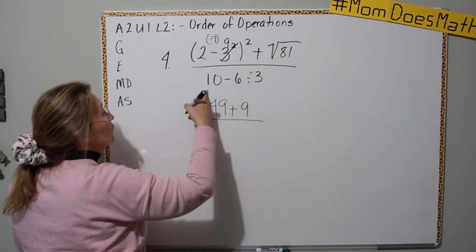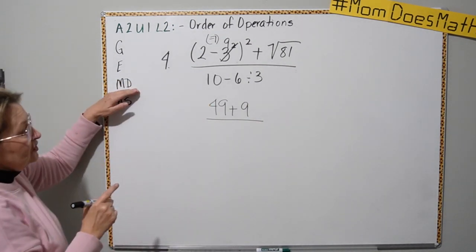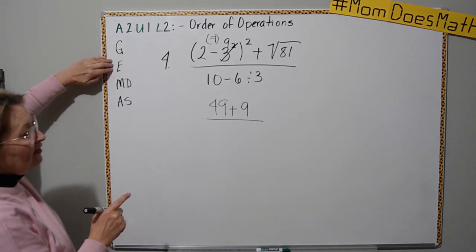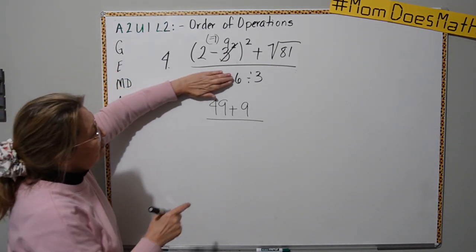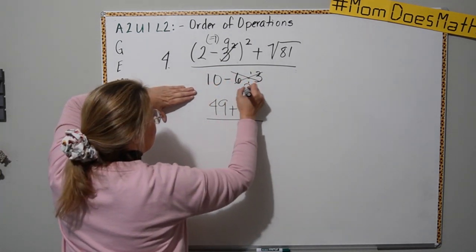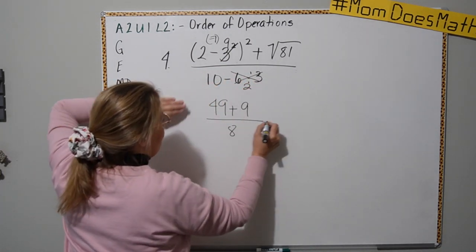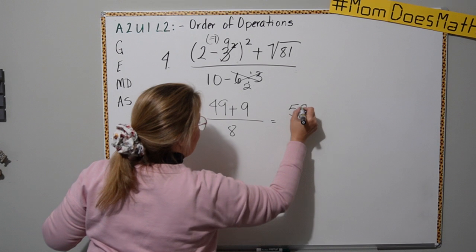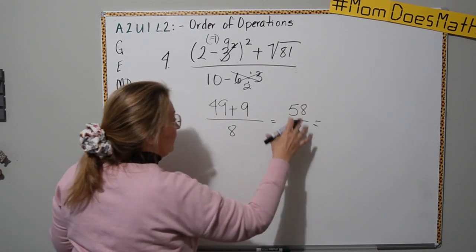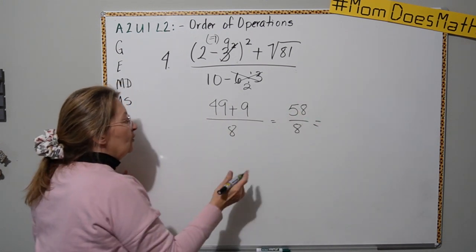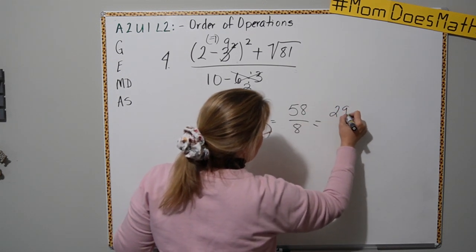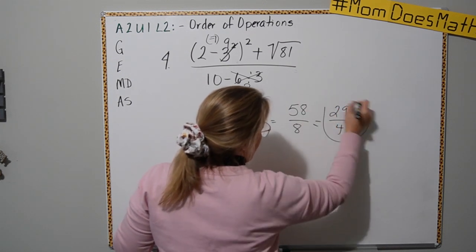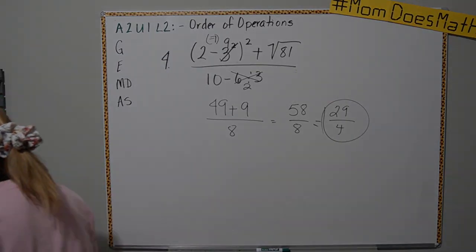Now down here, we want to do multiplication and division. We don't have a g, we don't have any exponents, so we've worked our way down to M and D. 6 divided by 3 is 2, and 10 minus 2 is 8. So what we wind up with is 58 over 8. Now this can be simplified. 2 will go into both of these. So 58 divided by 2 is 29 over 4.